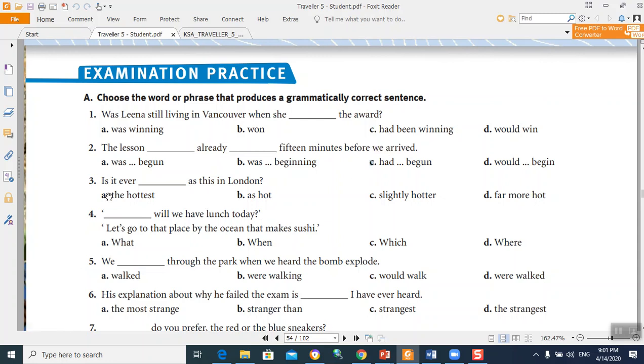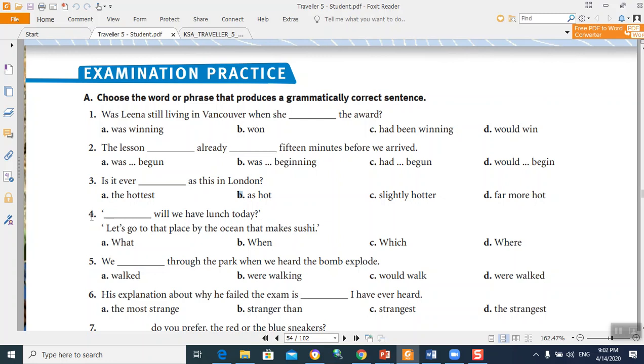Okay, number 3. Is it ever as this in London? Is it ever as this in London? Yeah, in the comparative, we have a certain form that we use: as plus adjective plus as. So which is the suitable word, because we compare this and London. So is it ever as hot as this in London? So the answer is B.